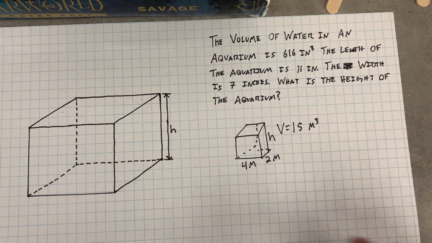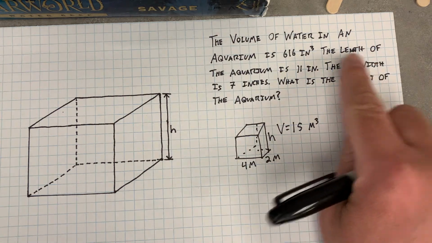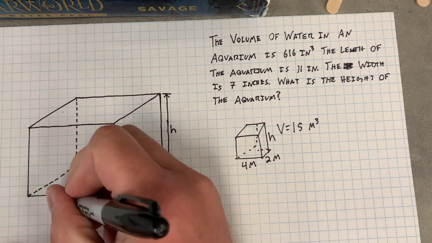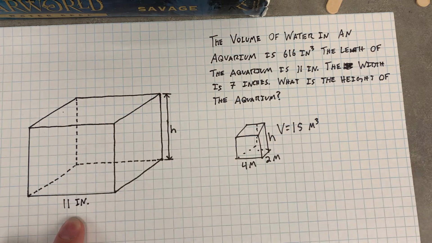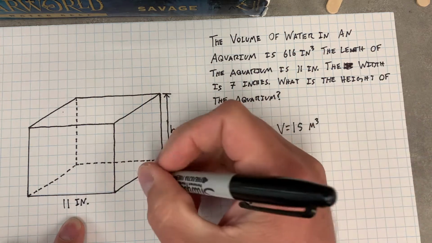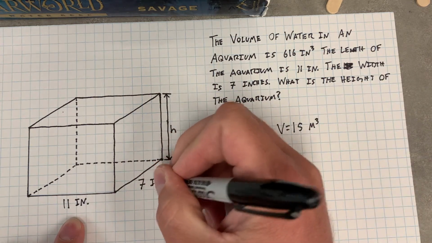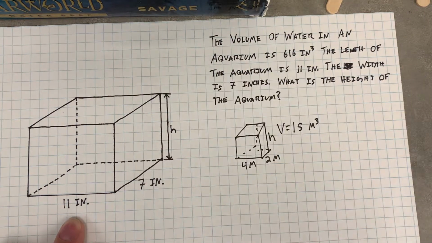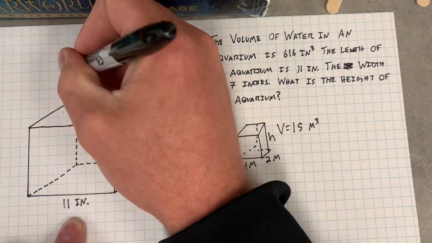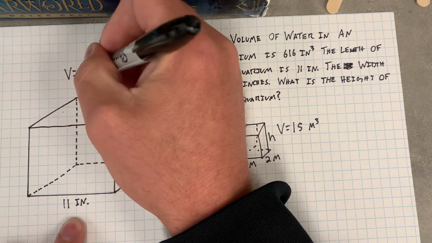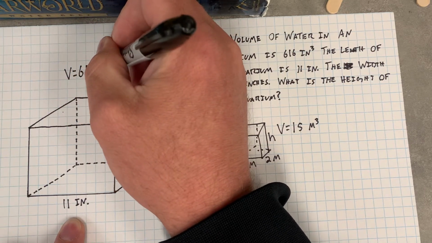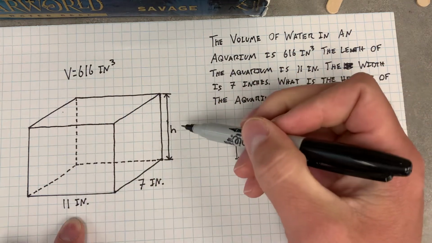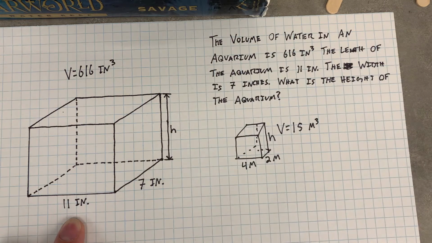So we are looking for, I'm going to put some numbers in our aquarium here. The length of the aquarium is 11 inches, so right down here, this is going to be 11 inches. The width, we said, was 7 inches. What is the height? We don't know how far it is from right here to right here. We do know that the volume equals 616 inches cubed. So how can we use the volume, the length, and the width to find the height? That's what I want to do today. Let's go ahead and start now.